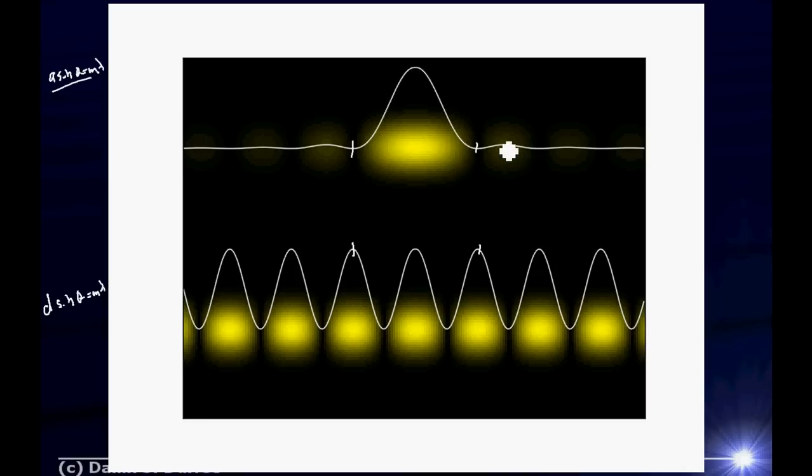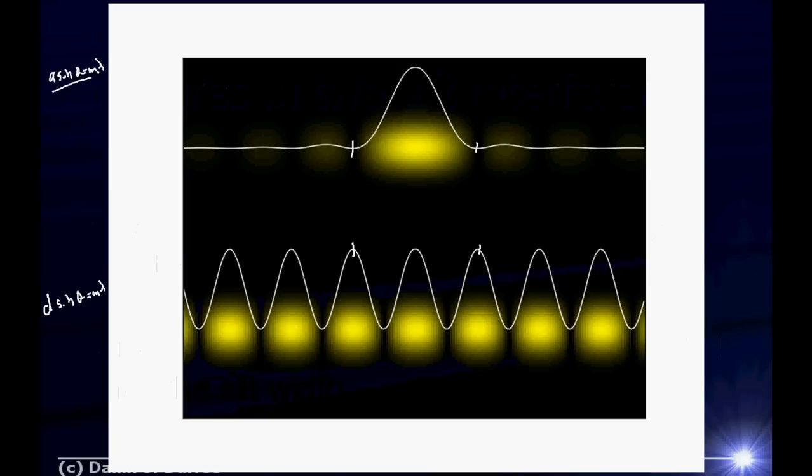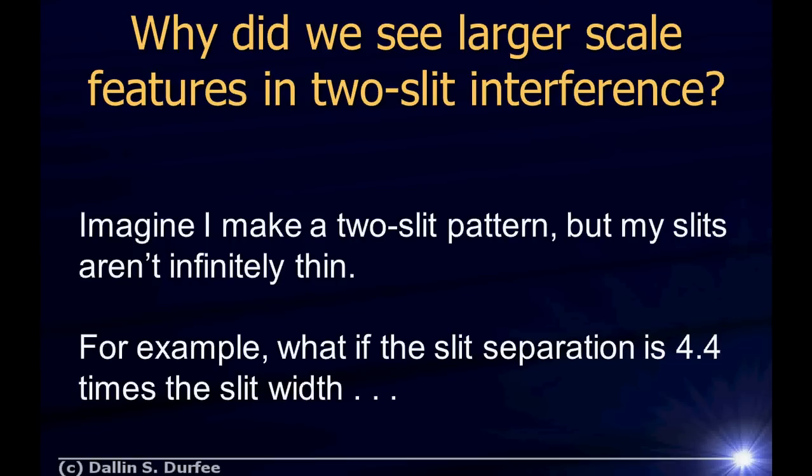Okay, now when we were in class looking at a double slit pattern, it didn't look much like this. It looked kind of like this, but with some other overriding larger scale feature on it. Why did that happen? Well, that's because the double slit pattern that I illuminated in class was not made of infinitely thin slits. The slits actually had to have some width to them to let some light through. So imagine that I make a two-slit pattern, but my slits aren't infinitely thin. For example, I'm going to show you a calculation where I assume that the slit separation is 4.4 times the width of the slit. So the slit separation would be center to center of my two slits, and that separation is going to be 4.4 times bigger than the width of my slits.